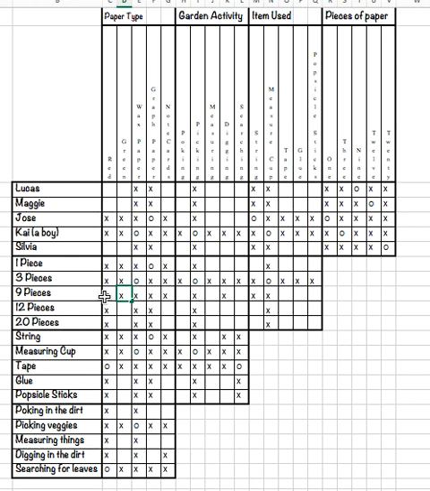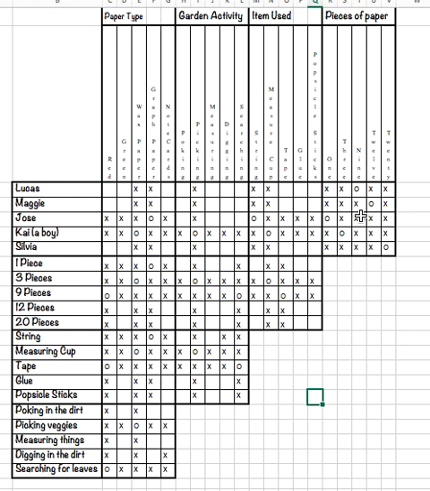So then I also know that the 9 pieces was used with searching for leaves, so I'll finish that up and put X's there in that row and in that column. And the 9 pieces were used with the tape, so I'll put an O there and X's for that row and X's for that column. And let's see what else we can say.